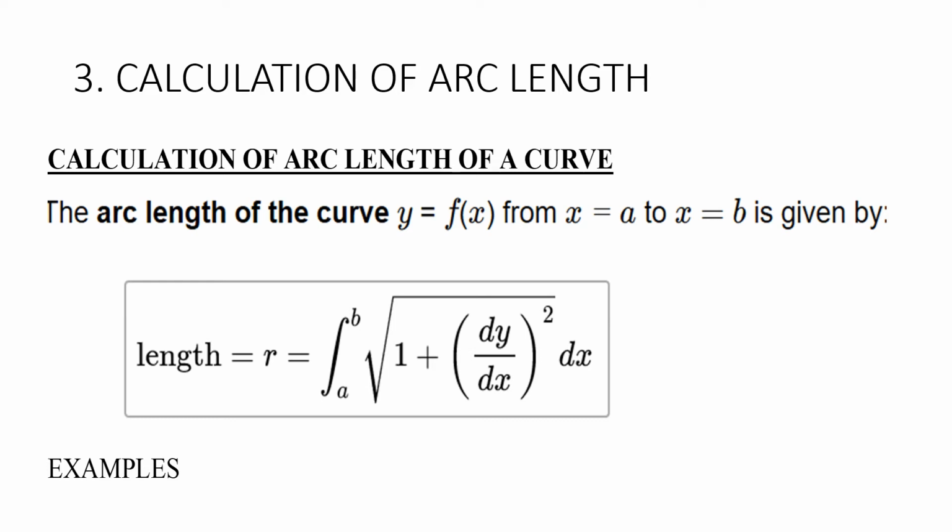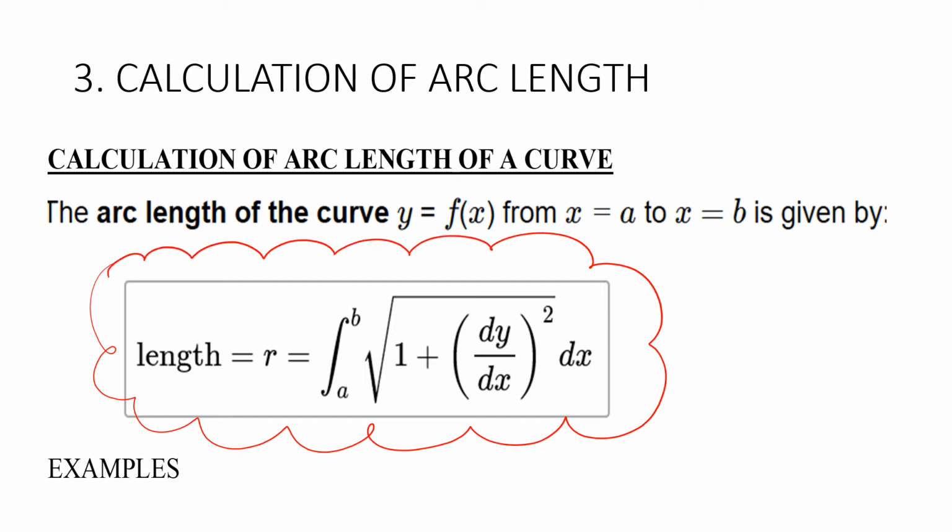Hello everyone. In today's lesson, we are going to see how to use integration in the calculation of arc length, the length of a curve. The length of the curve y equals f(x) from a to b is given by this formula: L equals the integral from a to b of the square root of 1 plus (dy/dx) squared, dx. This is the formula we use when we are looking for the arc length of a function from a to b. We are going to prove how this formula came about.